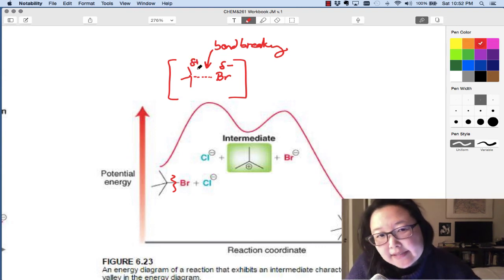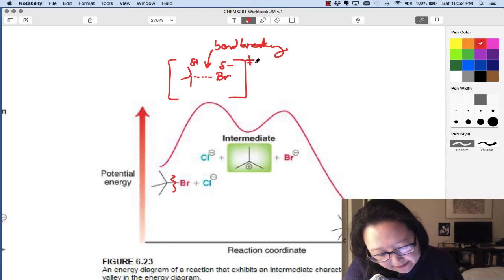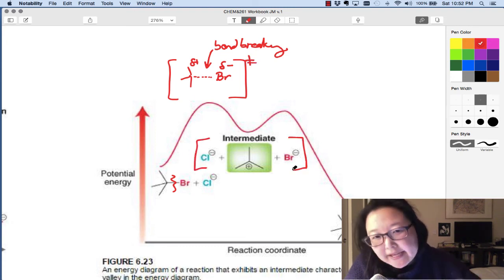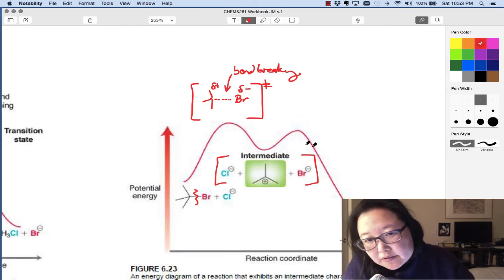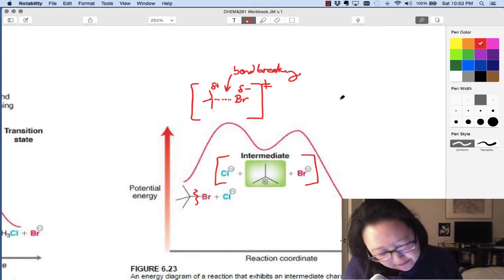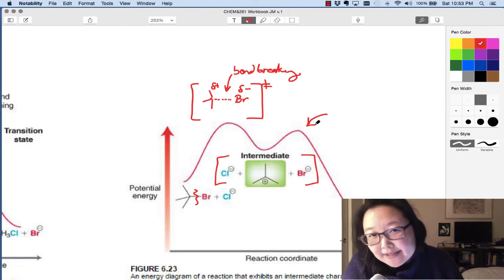So that's sort of nice to have on there as well. And then we always put the transition state in brackets with a double dagger, as opposed to brackets for the intermediate with no double dagger. Now let's also draw the transition state for the second process.